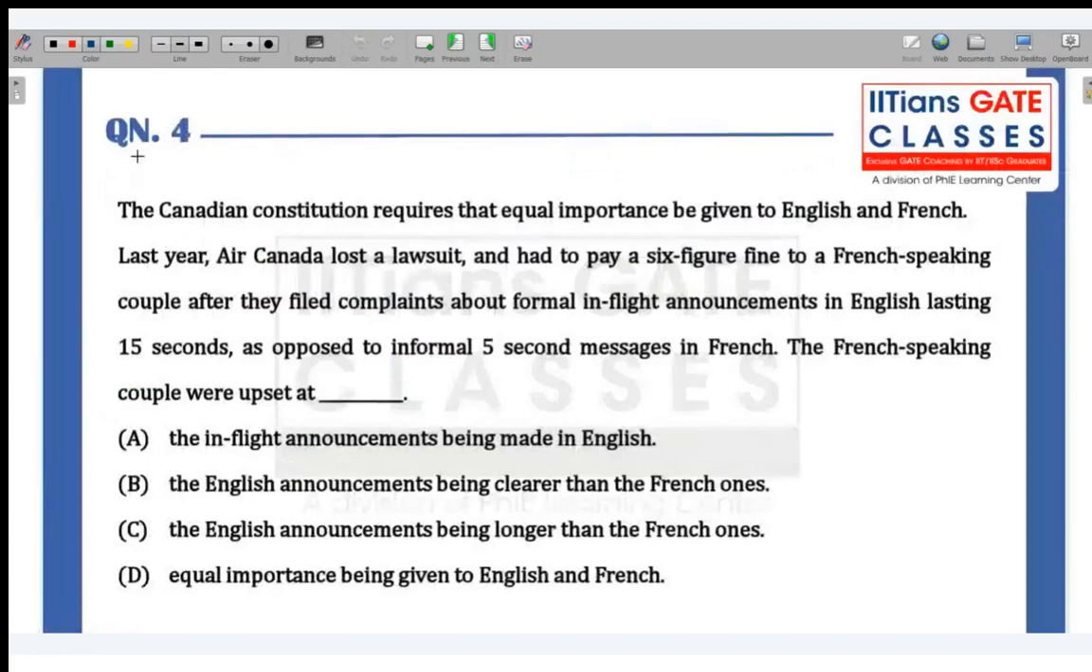Let us again try this question. This question was again from the English. So this was a passage given, and you have to understand this passage. The Canadian Constitution requires equal importance to be given to English and French, right?